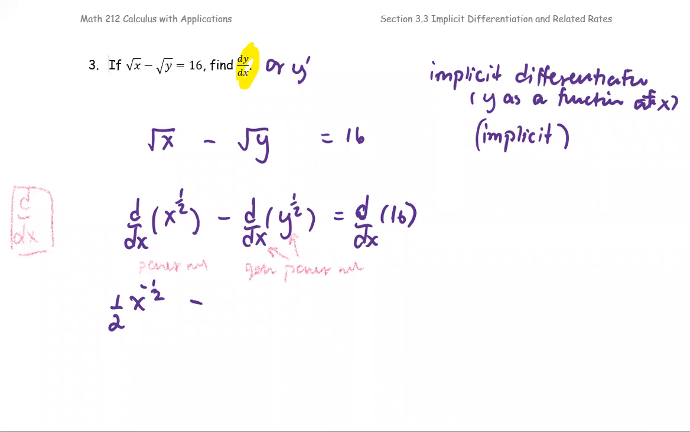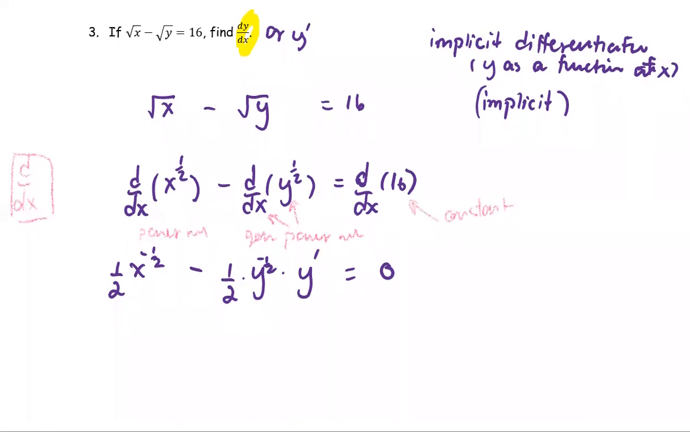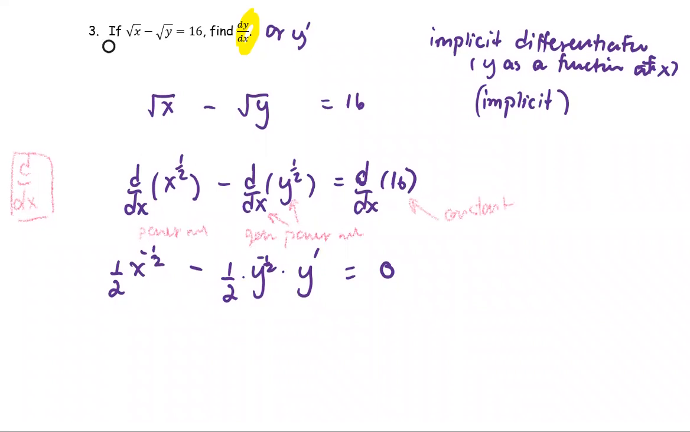Then we're going to get minus 1/2 y to the power 1/2 minus 1, which is negative 1/2, and then multiply by y prime, equals the derivative of the 16, which is a constant. So this is a constant term, and the derivative of the constant is 0. Then the next step, looks like we don't have anything to simplify, right? So the next step, we're going to solve for y prime.